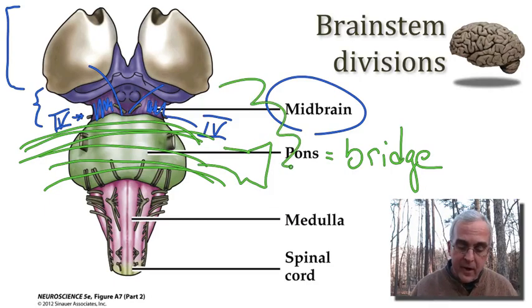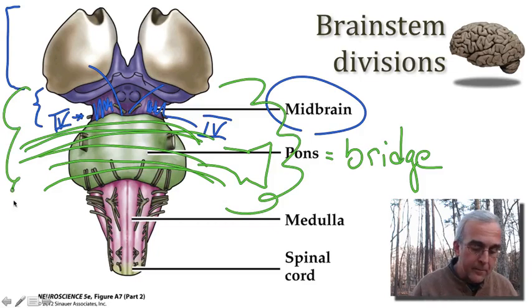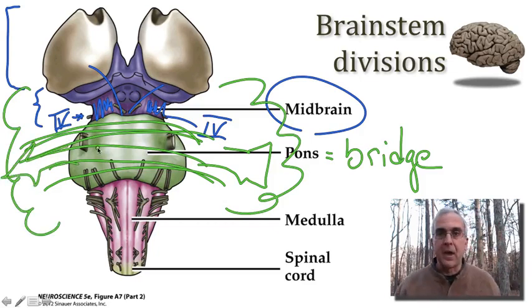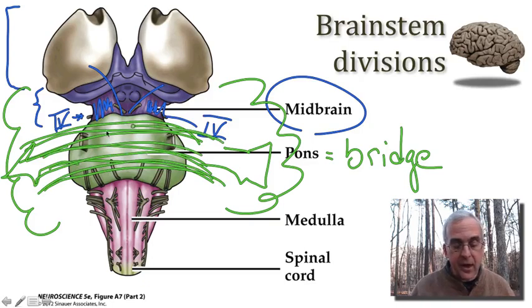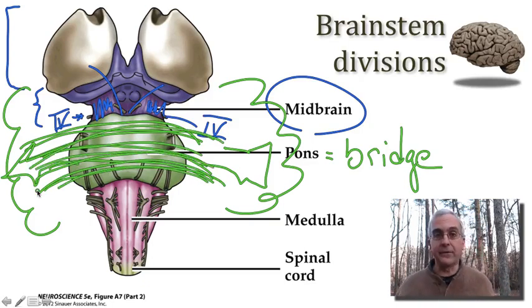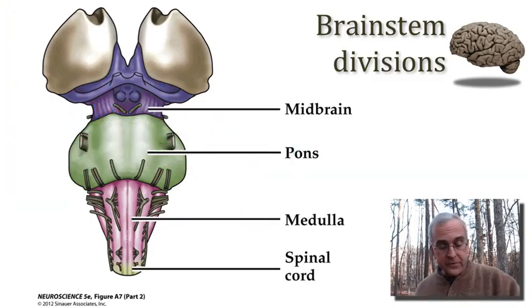So out here we have the cerebellum, and these axons are terminating, leaving the pons, terminating in the cerebellum through a structure that we'll call the middle cerebellar peduncle. Well, I'm getting ahead of myself. For now, I just want you to be able to recognize the pons as this bridge across the longitudinal axis of the brainstem.